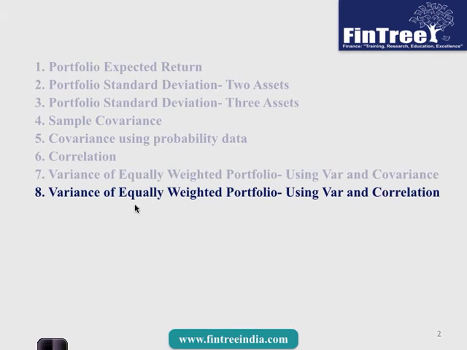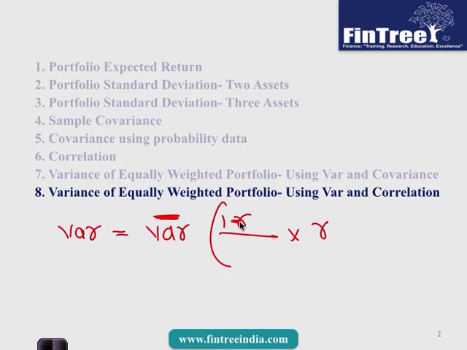Next formula is the variance of an equally weighted portfolio, but this time using the correlation. So the variance of an equally weighted portfolio is equal to the average variance of all those individual portfolios multiplied by (1 minus r) divided by n, times r. Okay, so it is the arithmetic average of all the variances multiplied by (1 minus r) divided by n times r. Are we good to go ahead?